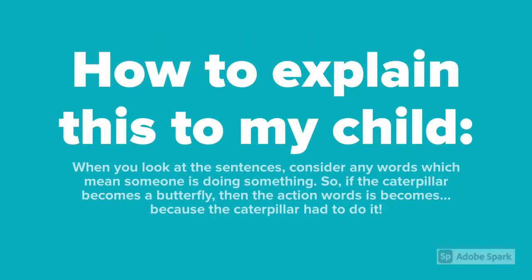So in order to explain verbs to your child, when you look at the sentences, consider which words mean someone in the sentence is doing something. So if the caterpillar is becoming a butterfly, then the action word is becomes, because the caterpillar had to do it. So anything that happens in the sentence that means somebody has to do something is a verb.